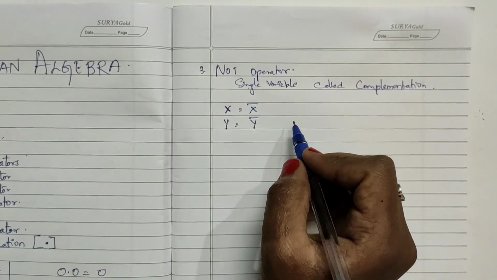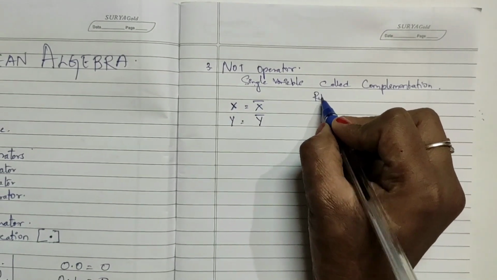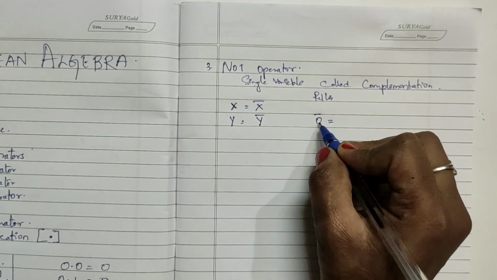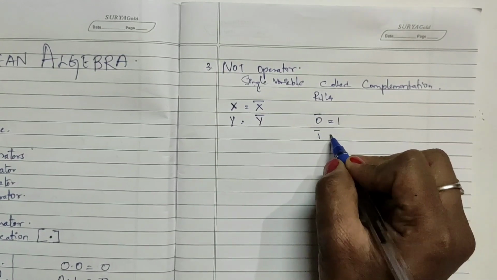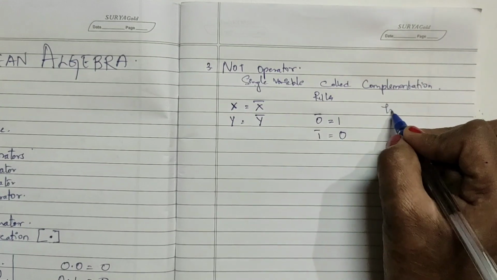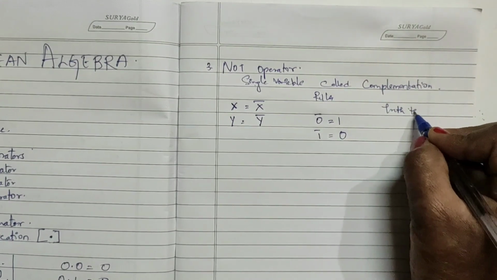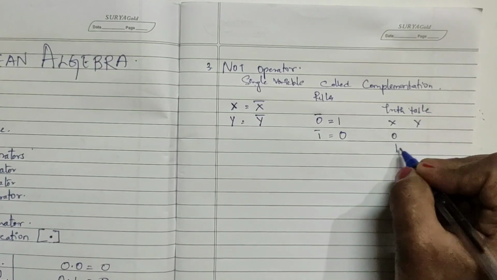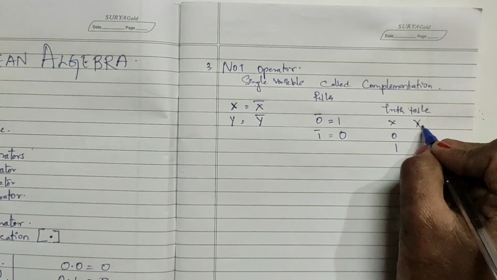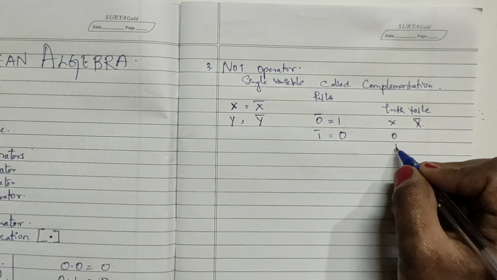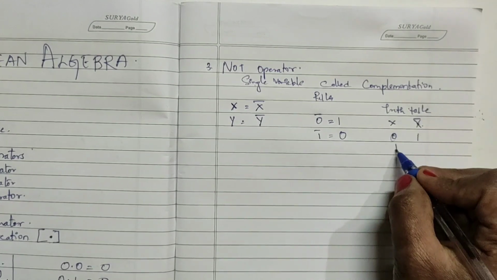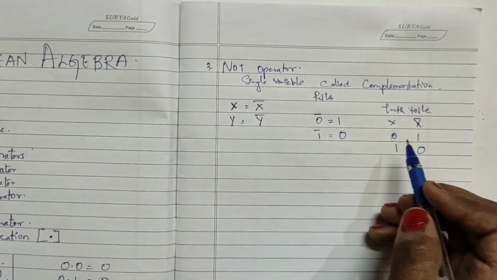Let's look into the rules. 0 complement is 1, and 1's complement is 0. For the truth table, take x and y, so 0 and 1, and x complement: 0 complement will be 1, and 1's complement will be 0. So this is our NOT operator.